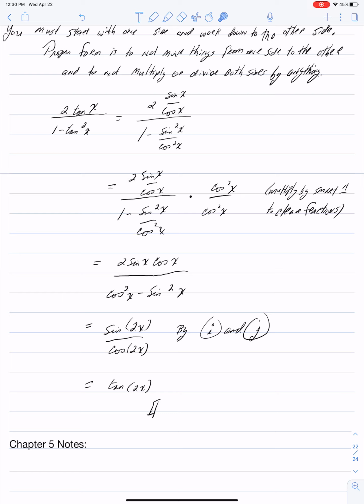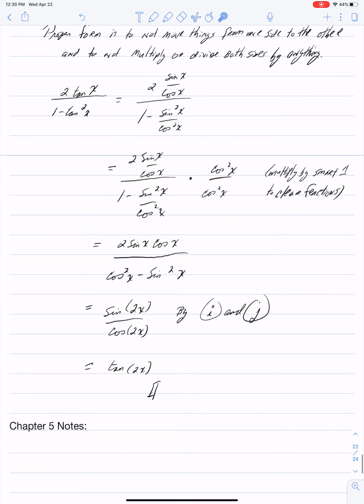downstairs. Now, if I want to clear fractions, this is a compound fraction, I need to get rid of these things. What can I multiply top and bottom by, some special 1, that clears fractions? The answer is cosine squared x. So that's what I'm going to do, multiply top and bottom by cosine squared x. All I've done is really multiply by a smart 1.